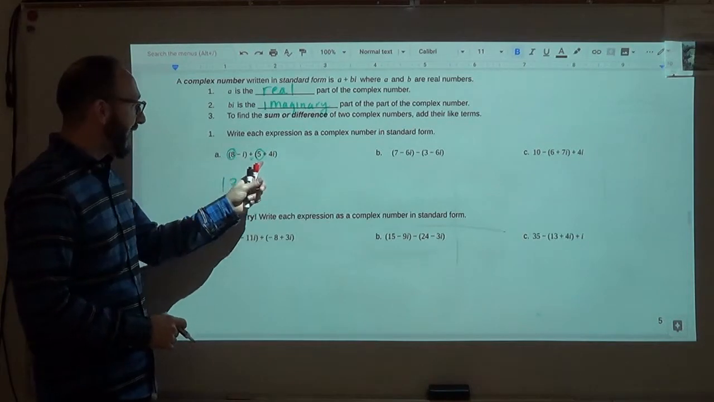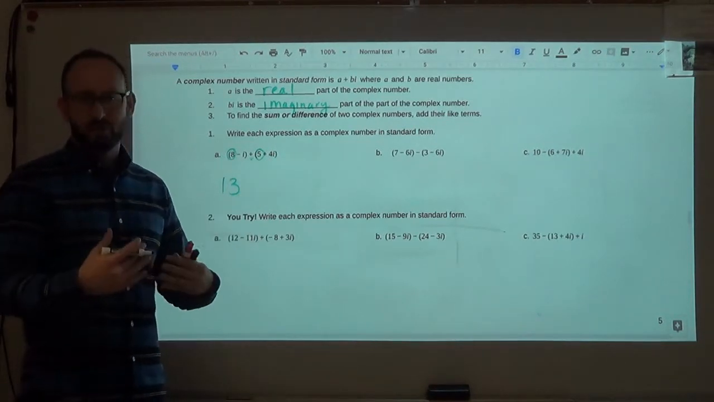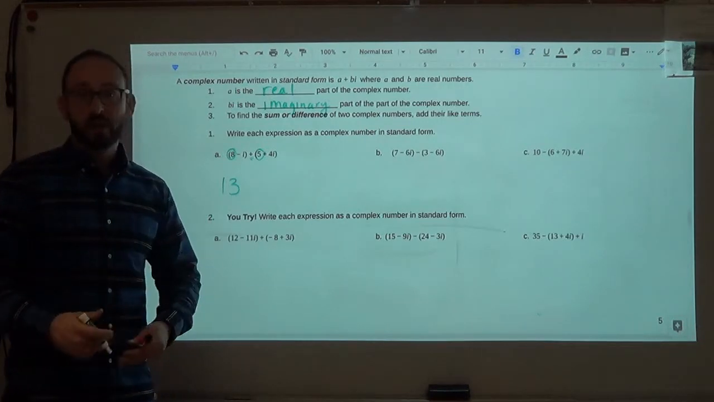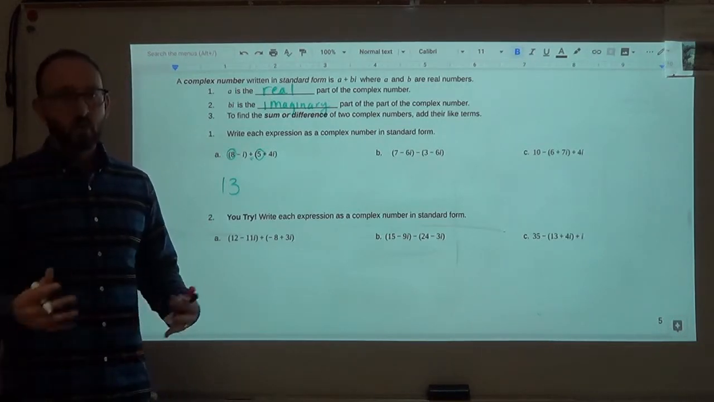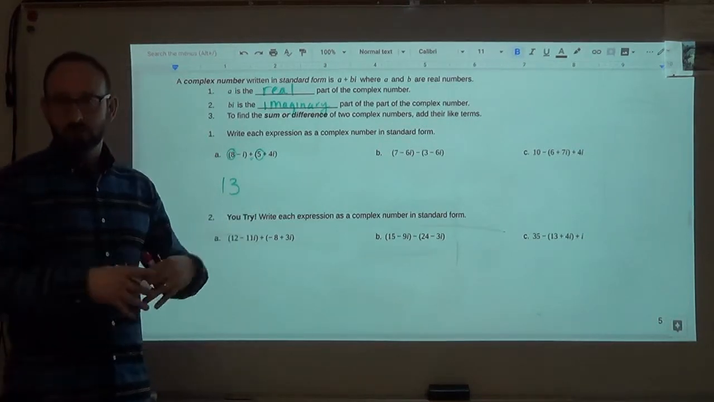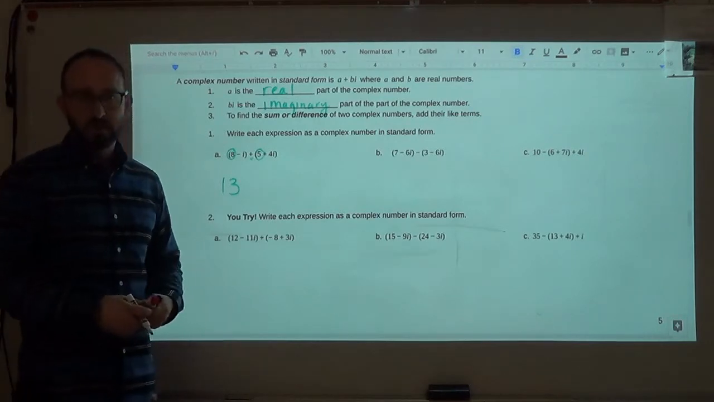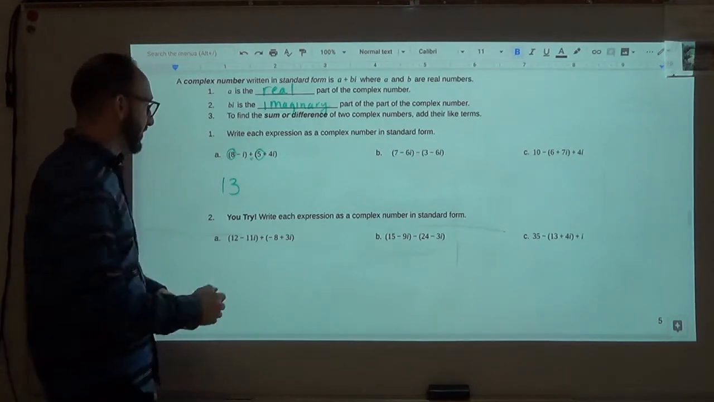Then we have negative i and positive 4i. Again, I would treat that as if it were a negative x and a positive 4x. We're just collecting all the x's. Here we're just collecting all the i's, the imaginary units. So how many imaginary units would we have here? Plus 3i, very good.